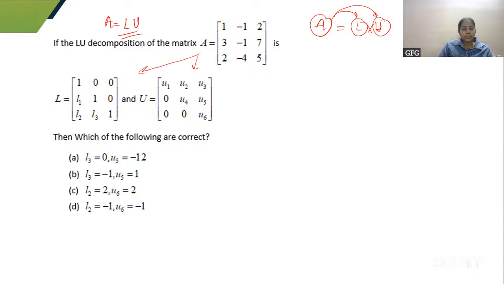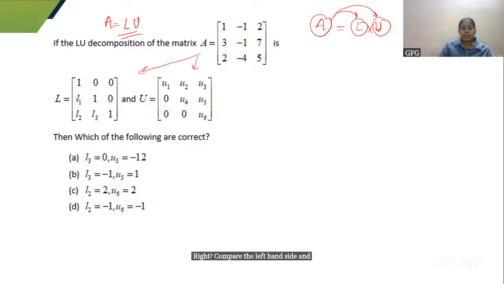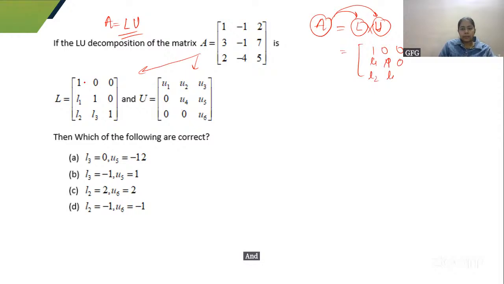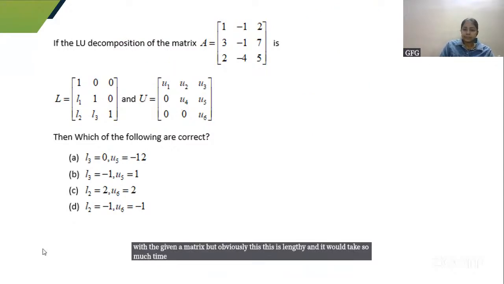Then compare the options, right? Compare the left hand side and right hand side, but that would be lengthy, right? That means I'm saying that put L here 100, L1 10, and L2 L3 1, and just put this U matrix and then multiply and then compare with the given A matrix. But obviously this is lengthy and it would take so much time. We do not have that much time, right?